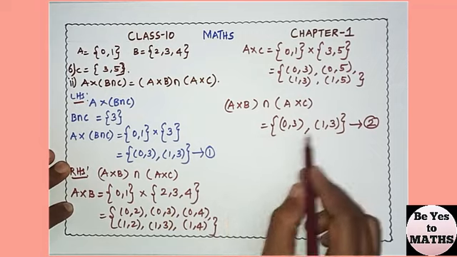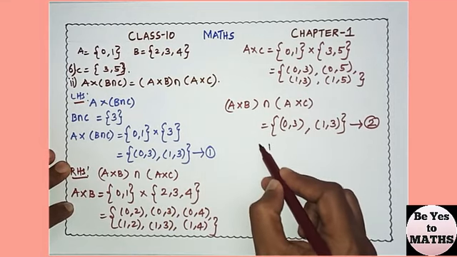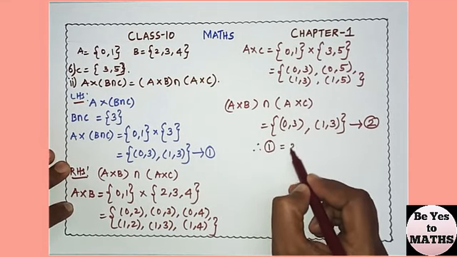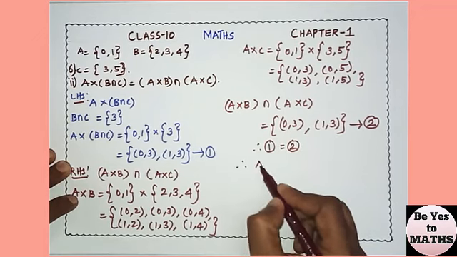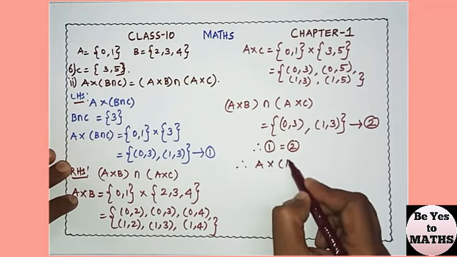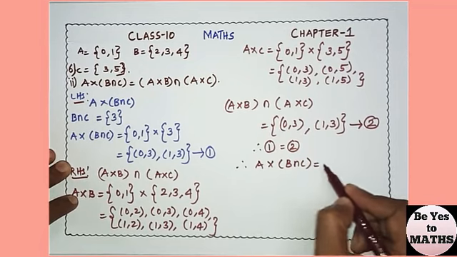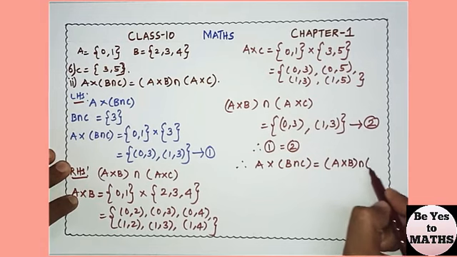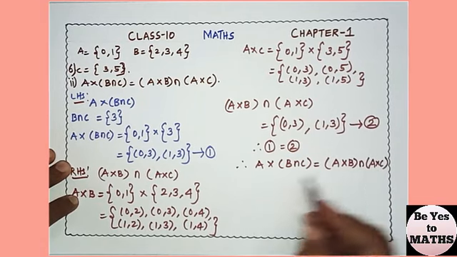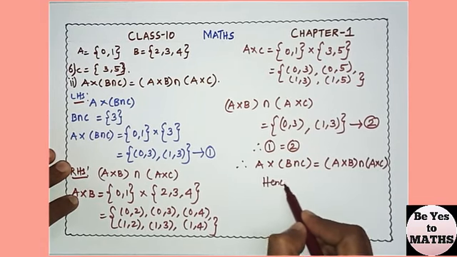Now see equation 1 and 2 are both equal. Therefore we can say equation 1 is equal to equation 2. Therefore A cross (B intersection C) is equal to (A cross B) intersection (A cross C). Hence verified.